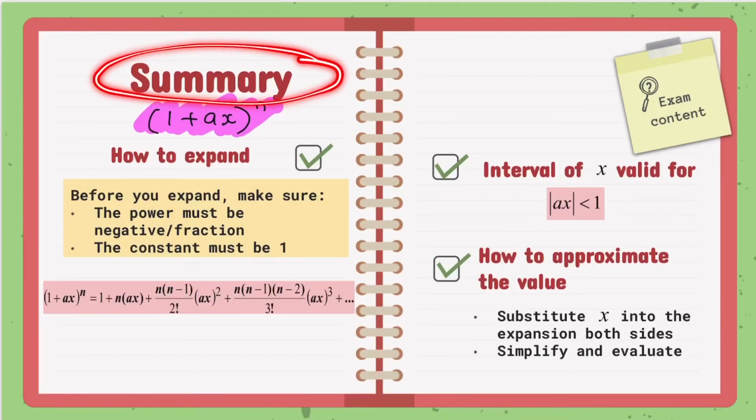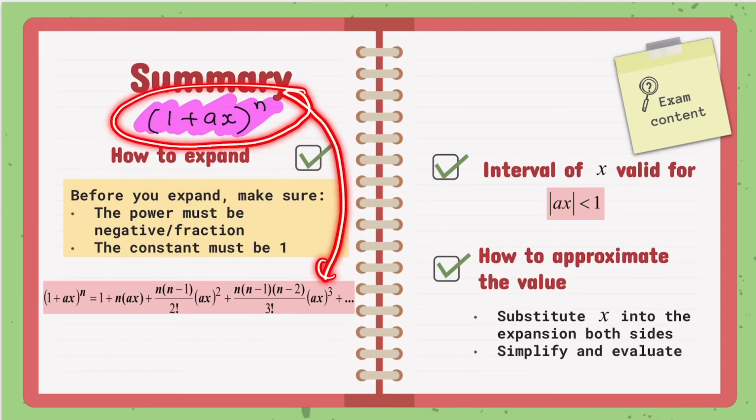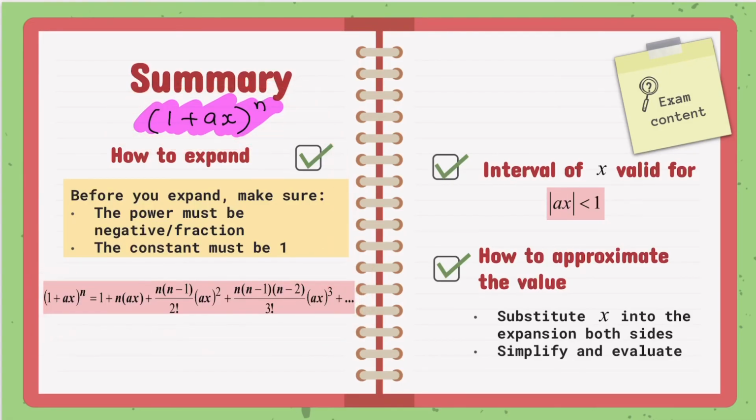As a summary, in this lesson, you have learned how to expand 1 plus ax to the power of n by using this formula. Before you expand, you need to make sure the power is a negative integer or a fraction. Then, this constant must be 1.